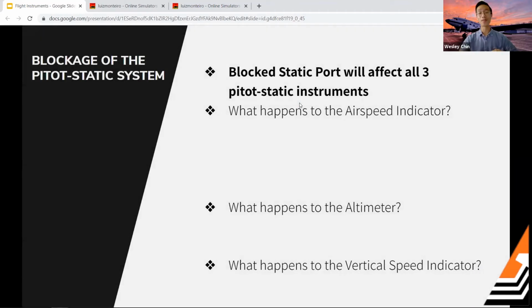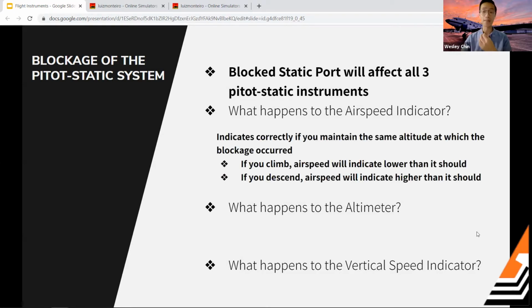So now, what about the static port blockage? The static port's hooked up to all 3 of those pitot-static instruments, so it will affect all 3. First, we'll answer the question, what happens to the airspeed indicator? This is what I think, Andrew, you were answering a little earlier here. If you maintain the same altitude at which the blockage occurred, it'll indicate correctly, so that'll be good. If you climb, though, the airspeed will indicate lower than it should, and if you descend, the airspeed indicator will indicate too high.